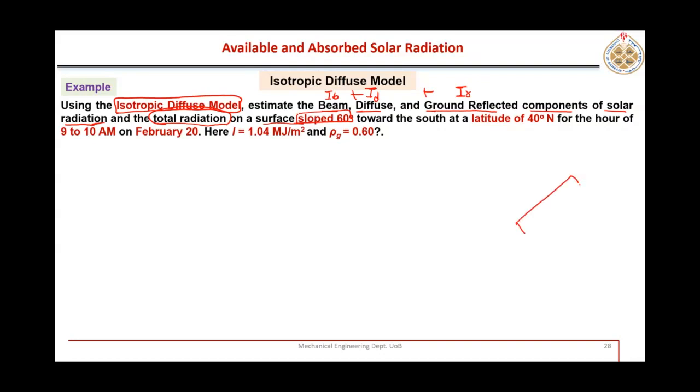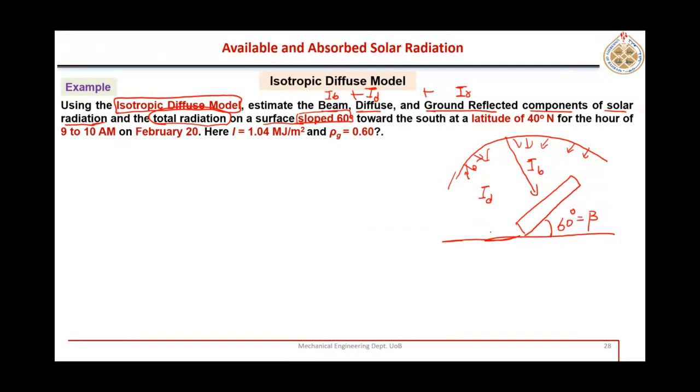So here we have a surface which is tilted at 60 degree. So that is beta. And the solar radiation which is falling on it, one is directly beam, I_B, second is diffuse coming from the entire sky, and that is I_D, diffuse part, and the radiation which is reflected from the ground, the part which is reaching on that surface. So that is I_R, which is reflected from the ground.